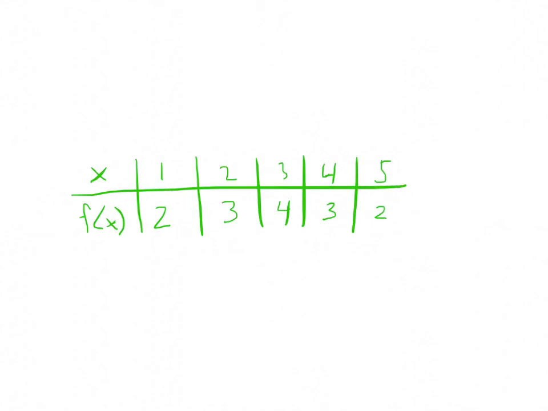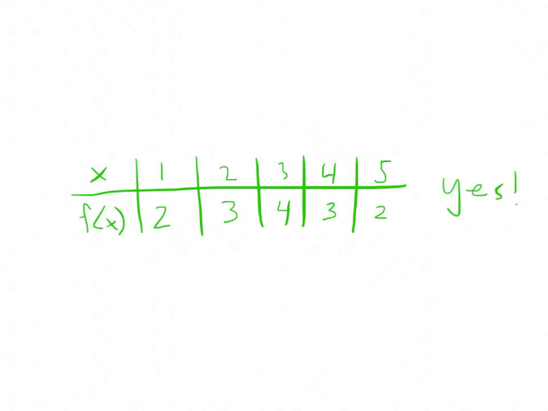The thing that's important about a function is that when you plug in 1, you get back 2. When you plug in 2, you get back 3. When you plug in 3, you get back 4. Plugging in 4 gets you 3, and plugging in 5 gets you 2. The question is simply, does each input value have at most one output? And the answer here is yes. So is this a function? Yes. When I plug in 1, I get back one thing, it's 2. When I plug in 2, I get back one thing, it's 3. When I plug in 4, I get back one thing, it's 3.